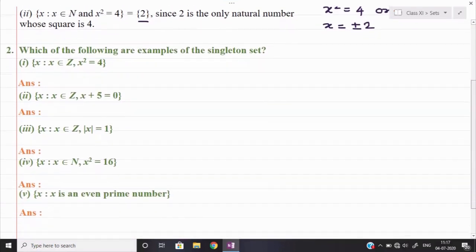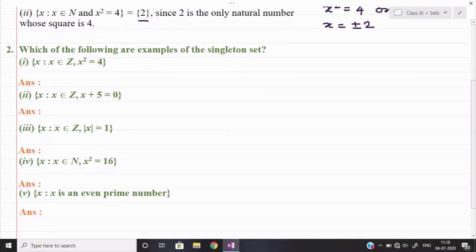Let us see in a similar way question number 2, first part. They are saying x square is equal to 4 and x belongs to the set of integers. Z means set of integers. So first I will take the equation x square is equal to 4. In the similar manner, x square will be equal to 2 square. And if I cancel the square, then the possibility of plus and minus will come. So the value of x will be equal to plus minus 2.